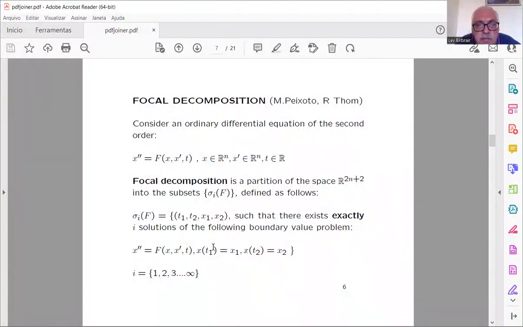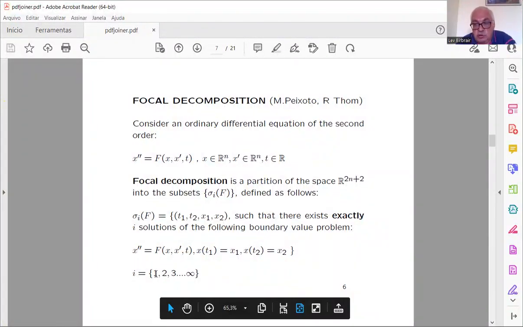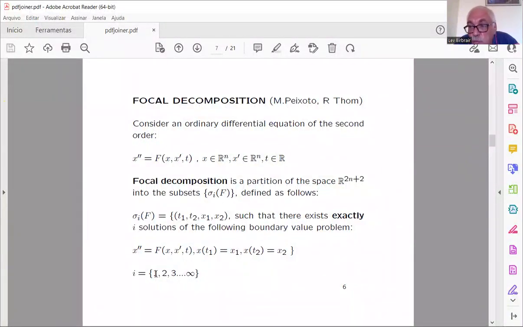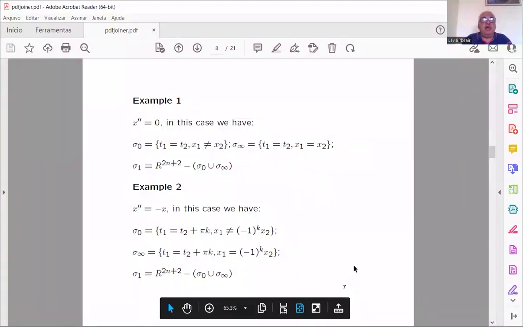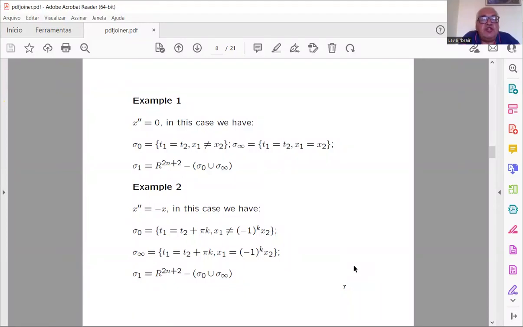Okay. So we consider a boundary value problem, x double dot equals f of x, x prime, t, with x of t1 equal to x1 and x of t2 equal to x2. Then we consider the set of problems such that this problem has exactly i solutions. Okay, I will show you examples. For instance, if you have the equation x double prime equals zero, what are the sets sigma i? So sigma zero is the set of (t1, t2, x1, x2) such that t1 equals t2 and x1 is not equal to x2.